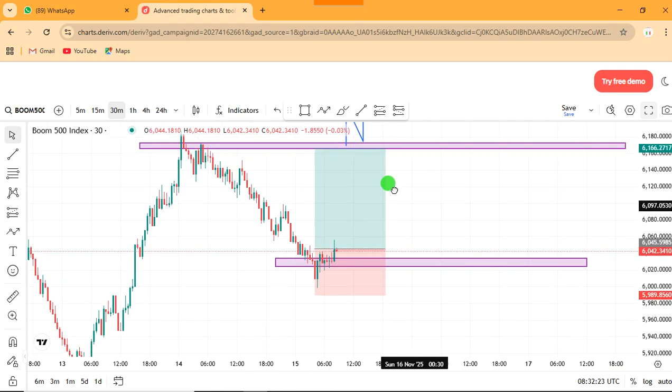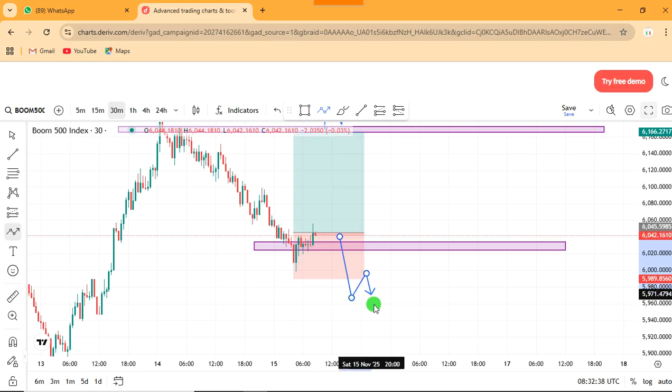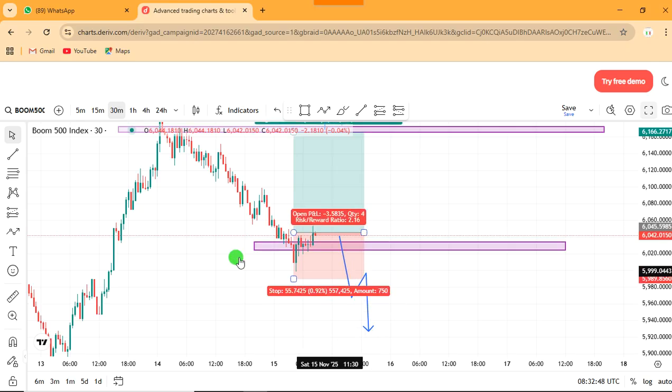If it doesn't want to boom and it wants to crash instead, it can wait for days. Just make sure it takes me out here. Once it takes me out, good. Then wait for a test, then a continuation. So once it takes me out, you should be making money. Alright, so of course you can check this out on your personal trades.